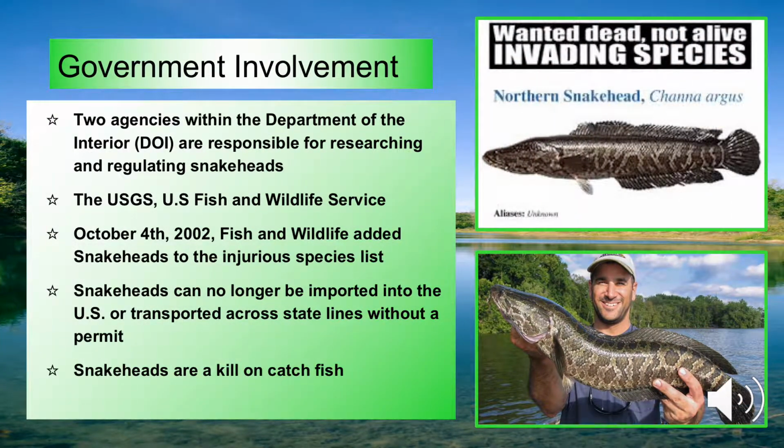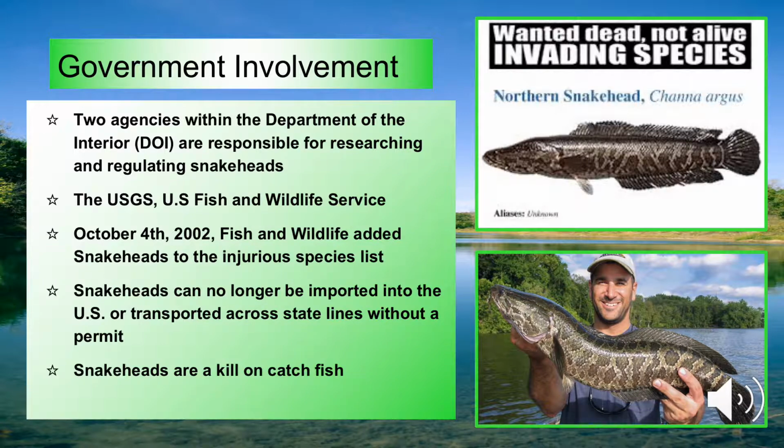After seeing the effects that the northern snakehead is causing in all of these areas, the government decided to take action. This way, they can reduce the number of snakeheads in these areas to protect each environment from these harmful species. There are 2 agencies within the Department of Interior responsible for researching and regulating snakeheads. These 2 agencies are the United States Geological Survey and the United States Fish and Wildlife Services.